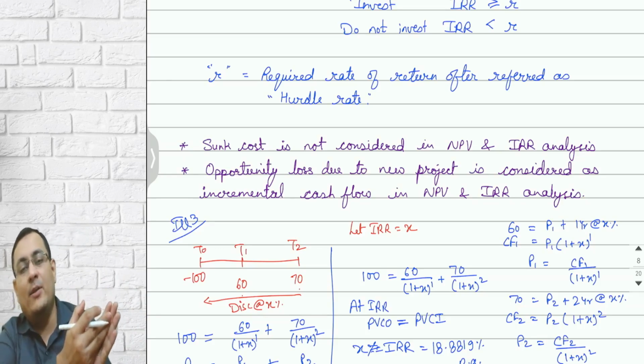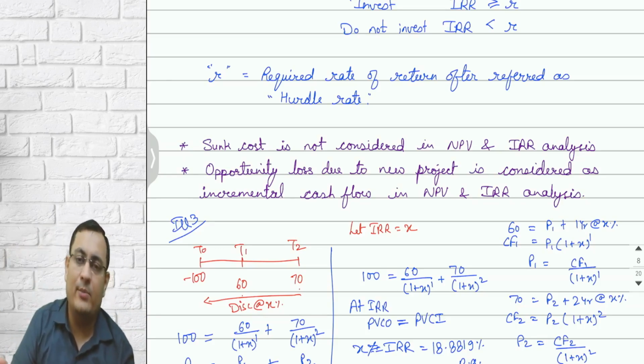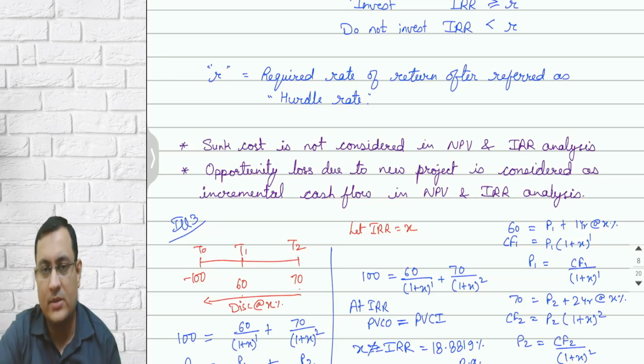Investors are asking 18.88% and we are generating 18.88%. Why not go ahead with the business? We should be doing business at break even also. At least the return that is required is already being generated. There is no loss. But if the investors are asking for 20% as per the risk profile of this project, should we be accepting this project? Of course, no.